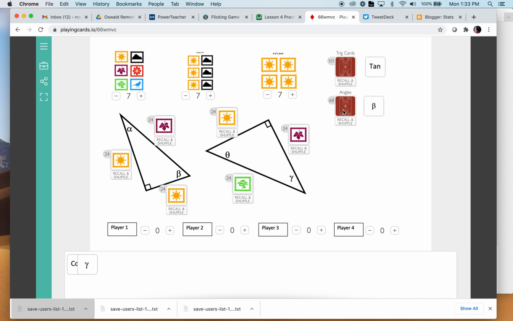And my reasoning is I'll get the same stamps here because beta is opposite over adjacent. Oops, I want these over here. And I'm trying to go for 4 of a kind. So if I can get 4 yellow, like right off the bat, I'll get points right away. So now I will grab a new angle and a new trig card. And at this point, if I have any collections to turn in, I would do that, but I don't.